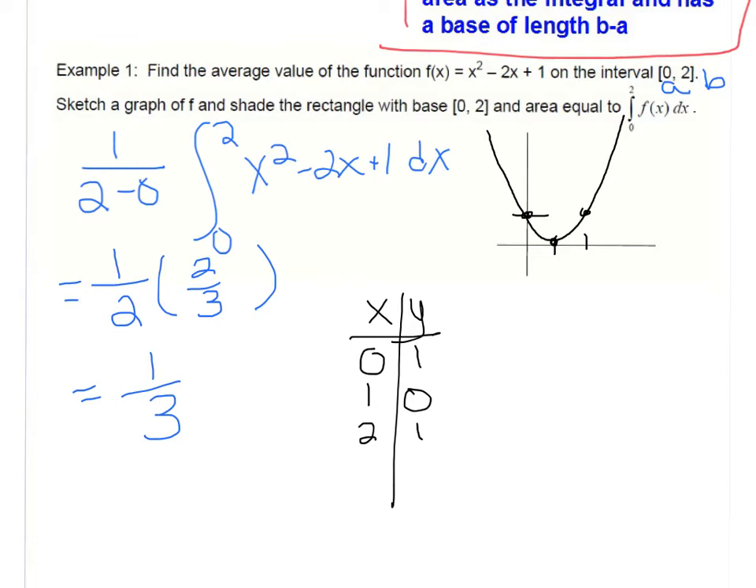And it's a parabola, so we're going to draw a nice parabola-shaped graph. And what the integral found is this little red area here underneath the graph is 2/3. Well, so what the average value found for us is if I draw a rectangle that has a base from 0 to 2 and a height of 1/3, so let's approximate that around here. This blue rectangle with a height of 1/3 and a base from 0 to 2 has the same area as the red area that I colored in between the function and the x-axis.